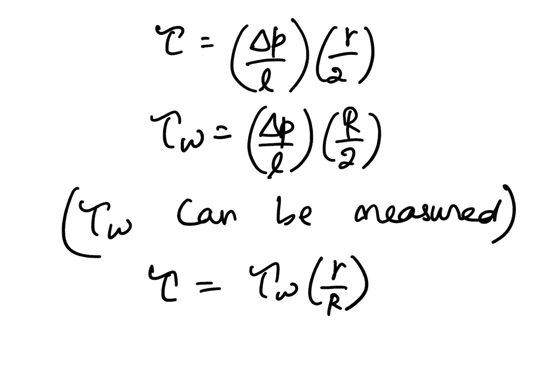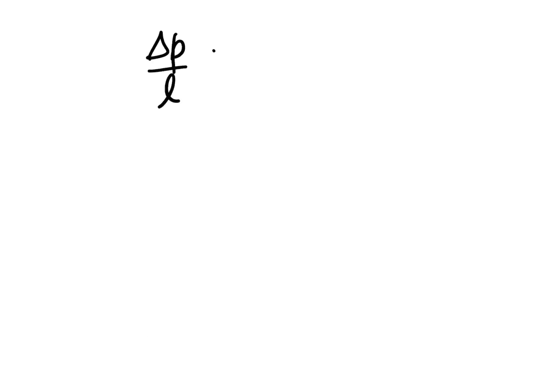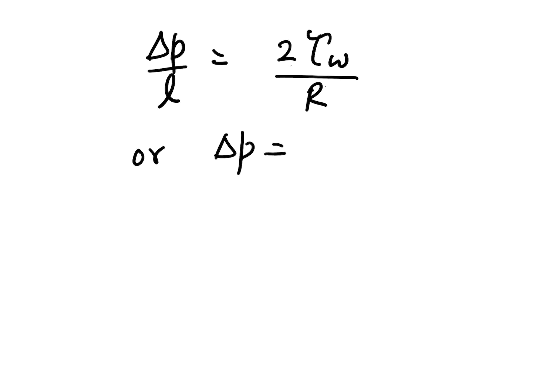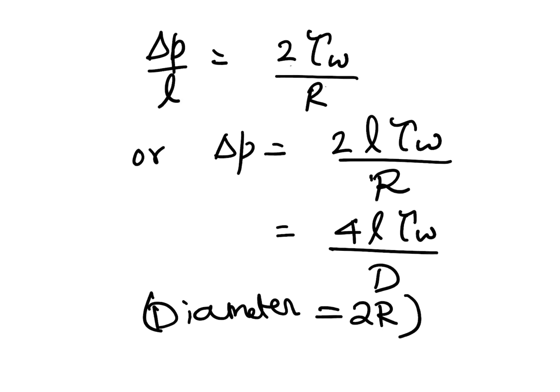Which I can use in the first relation to write delta P over L times r over 2 equals tau W times r over R, or delta P over L equals 2 times tau W over R, or delta P equals 2L times tau W over R, which is 4L times tau W over D, where D is the diameter, since it is common to specify diameter rather than radii of pipes.